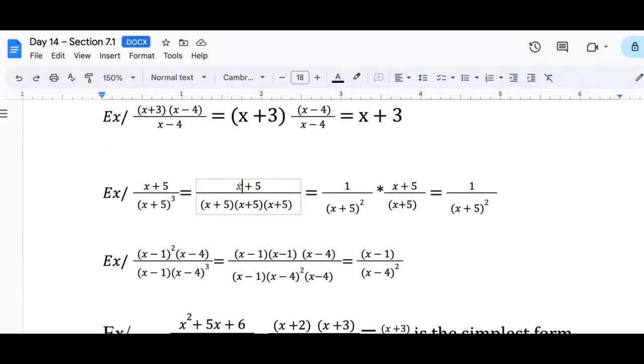So we see this one, we could do the calculation, right? Or we see the numerator will have x plus 5 raised to 1. The denominator will have x plus 5 raised to 3. So let's just cancel out one x plus 5, it becomes 1 over x plus 5 squared.